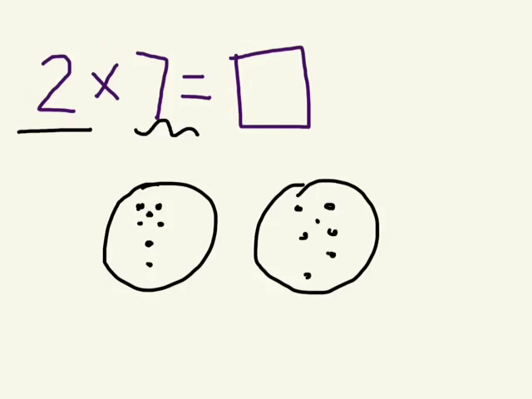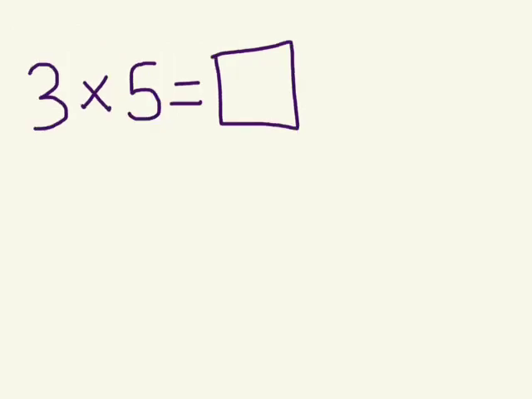So here I have 2 groups of 7, 7 in each group. So now I'm going to use my count bys to count by 7s to solve this one. 7, 14. So 2 groups of 7 equals 14.